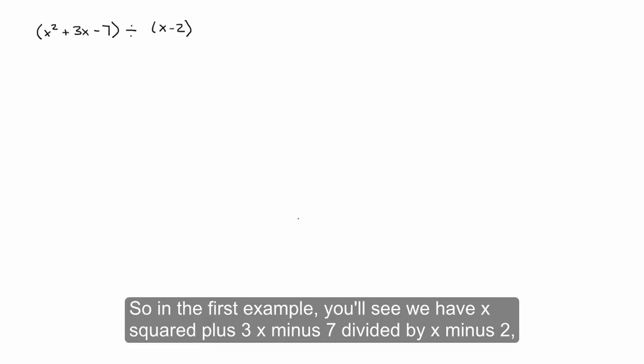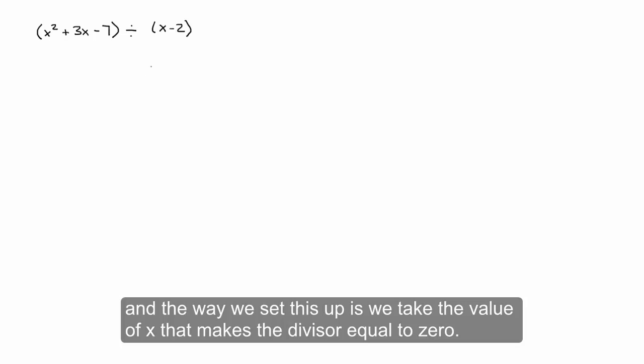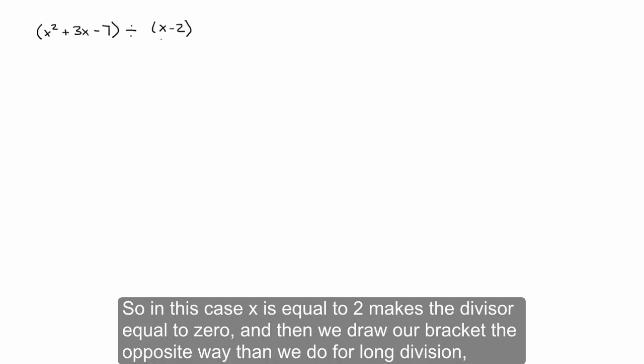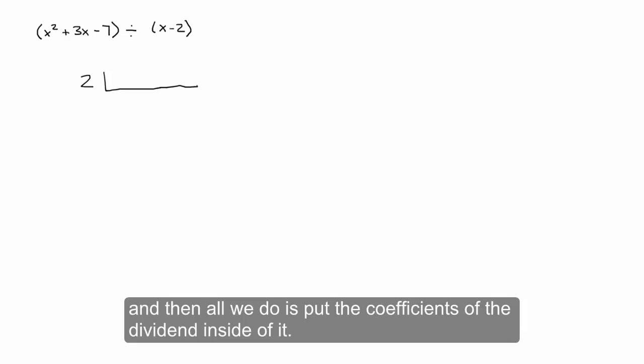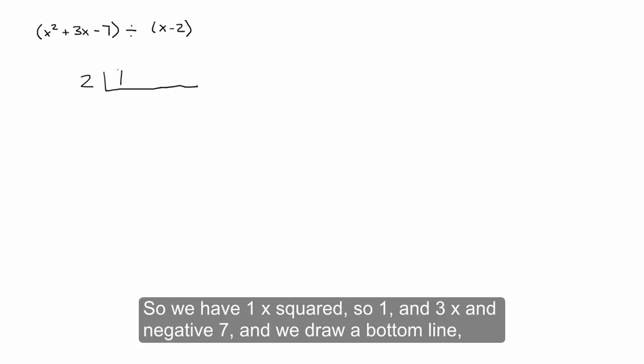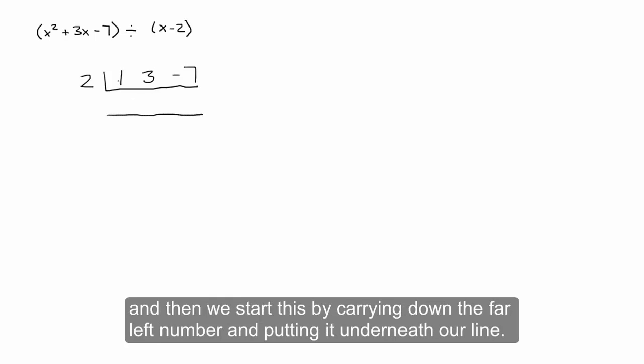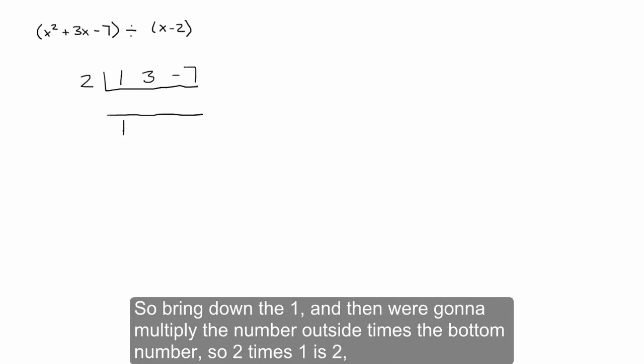by x minus 2. And the way we set this up is we take the value of x that makes the divisor equal to 0. So in this case, x is equal to 2 makes the divisor equal to 0. And then we draw our bracket the opposite way than we do for long division. And then all we do is put the coefficients of the dividend inside of it. So we have 1x squared, so 1, and 3x and negative 7. And we draw a bottom line. And now we start this by carrying down the far left number and putting it underneath our line. So bring down the 1.